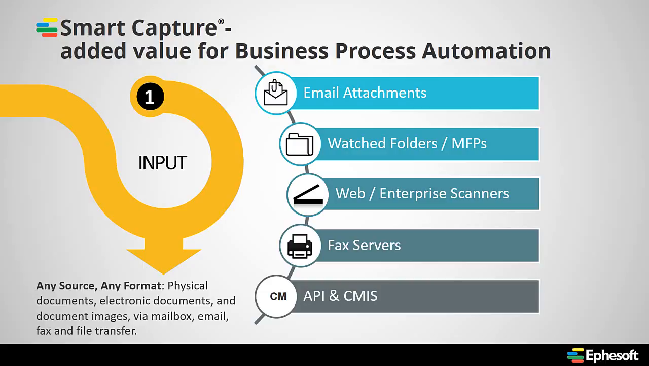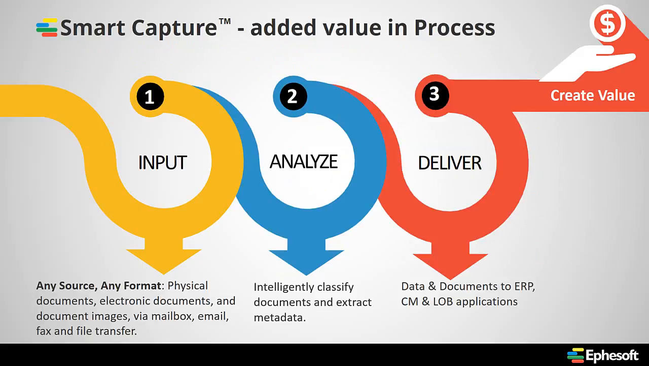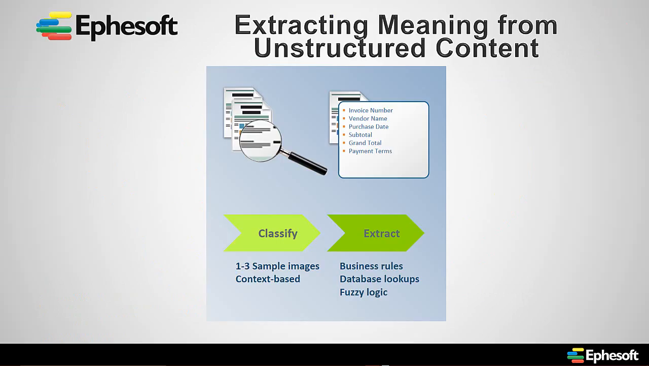The Smart Capture process first inputs content from a variety of sources, including emails, watch folders, network copiers, scanners, both local and enterprise, low and high volume, input from fax servers, and even integration into other line of business systems, like ECM, CRM, or ERP systems. The system then automatically analyzes the inputted content and classifies and extracts the desired values. Once validated, the data is released into your mission-critical line of business systems.